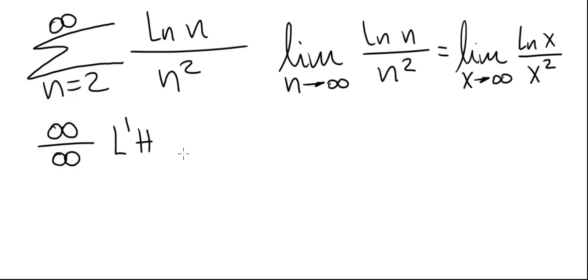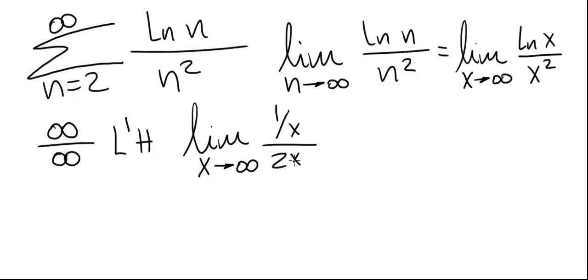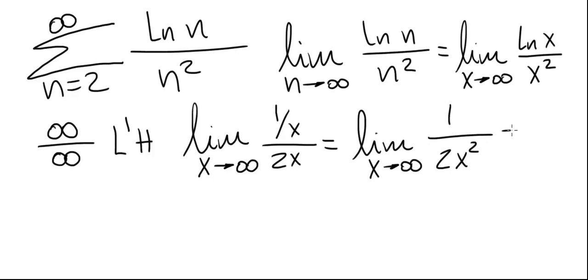We can apply L'Hopital's rule, and this is equivalent to the limit as x goes to infinity of 1 over x divided by 2x, which is the limit as x goes to infinity of 1 divided by 2x squared, and that is 0. So the test for divergence is inconclusive. That means we have to try something else.